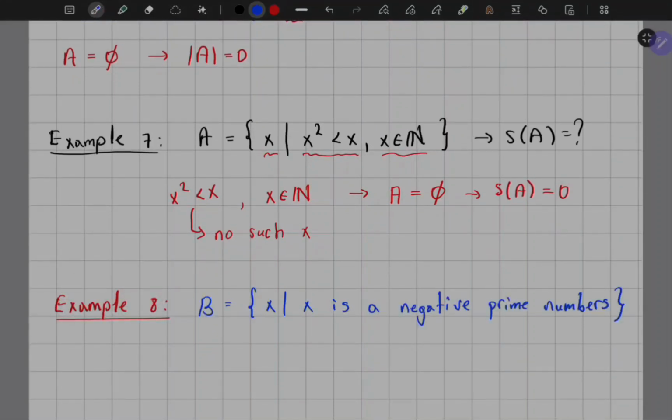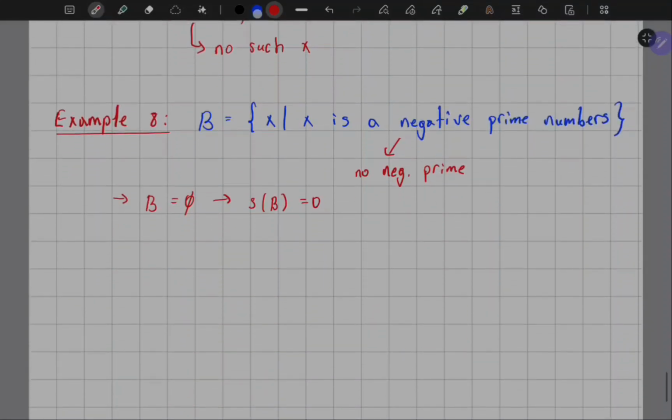Now here we are given a set B which contains x's such that x is a negative prime number. We know that there is no negative prime number because primes are defined on natural numbers. For more on primes, you can watch our videos about primes on our YouTube channel. Since there are no negative primes, set B is an empty set as well. Since B is an empty set, the cardinality of B equals 0.